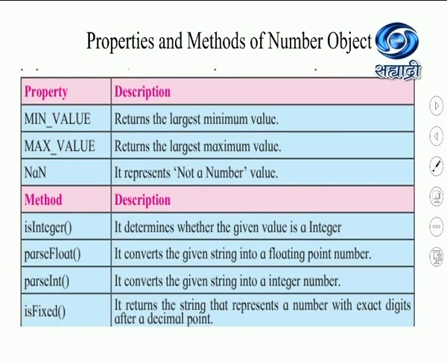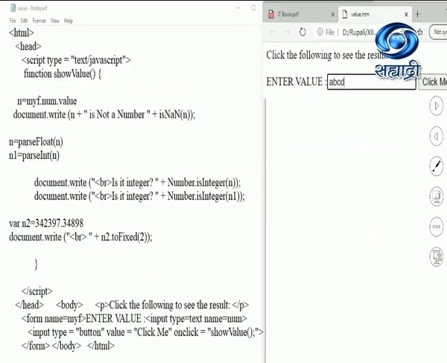Here toFixed is going to return a string that represents a number with exact digits after the decimal point. IsInteger is going to tell you whether the given number is an integer value or not. ParseFloat is going to convert your string into a floating point number. ParseInt, it's not L, it's I. Here ParseInt is going to convert your string into an integer. And you need to remember what it is. This is the toFixed method. Here is the program, and observe the output as well.